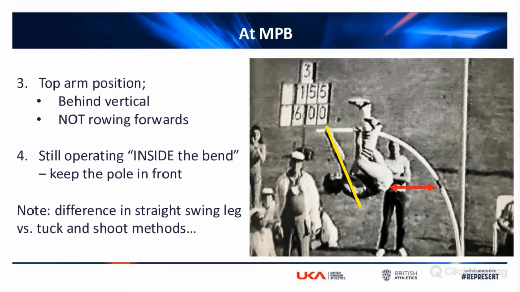And finally, we have to, what I call, operate inside the bend. The pole has to stay in front of the vaulter at this point in time. And again, you can see Bubka does this beautifully. The pole is bending in towards the pit, and this red arrow shows you how much room he's got between his butt and the pole. There's a huge gap there, and that's paramount to success. It keeps the pole rolling in towards the pit, and it keeps the athlete in the energy zone of the pole. It stops them getting separated from the pole.